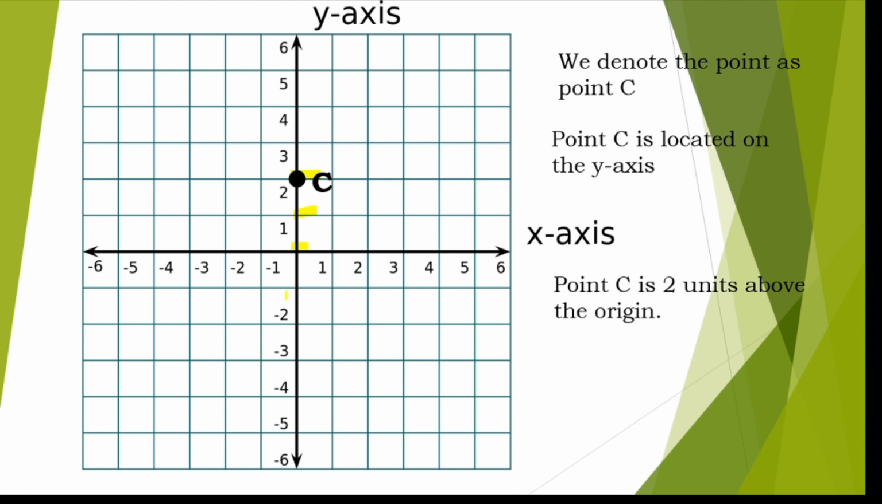Therefore, can you guess the coordinates of point C? Correct. The value of x is 0. The value of y is positive 2. Now, what is the abscissa? Very good. Our abscissa is 0 and the ordinate is positive 2.